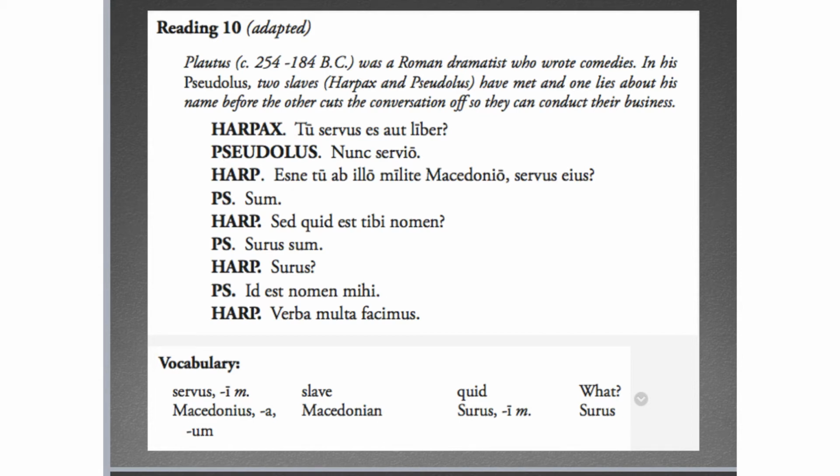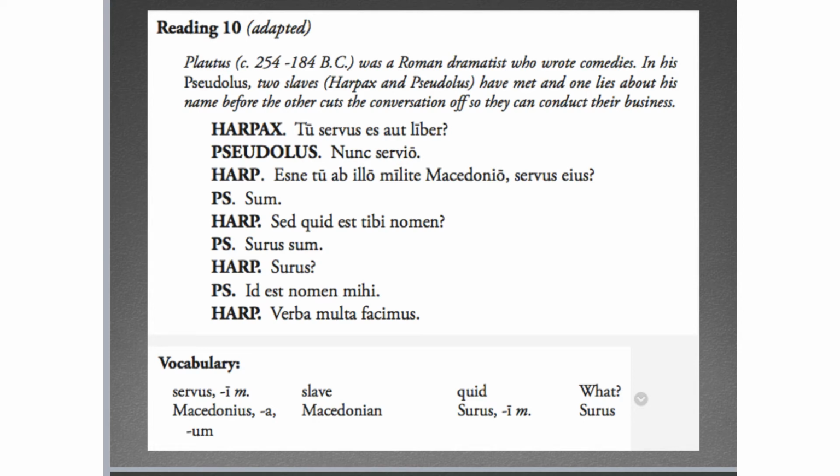All right. Another little reading. Plautus, we've seen. He wrote comedies, kind of amusing plays. So, I'll go below this time. Tu servus es aut liber. You are a servant or you are free. Are you a servant or are you free? Right now, I'm a servant.